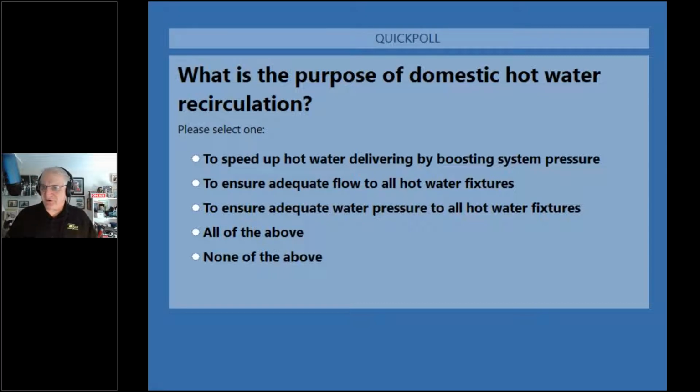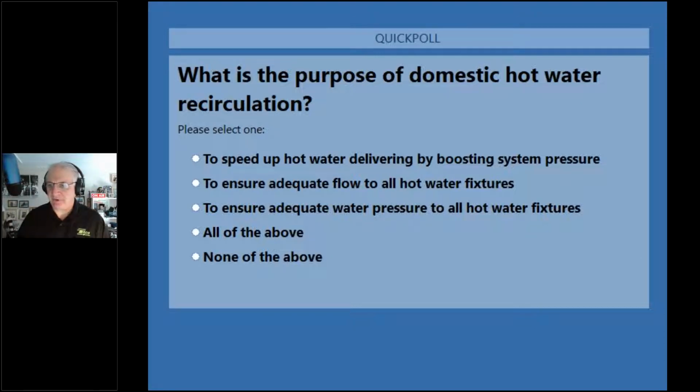Of those supplied to you, none of the above are the purpose of domestic hot water recirculation. So it is not to speed up hot water delivery by boosting pressure. That's not the purpose of domestic hot water recirculation. And it is not to ensure adequate flow to hot water fixtures. That's the system pressure. That's got nothing to do with recirculation.